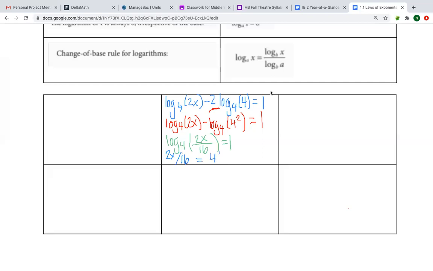If you take the steps to solve now, just like a standard equation, there's nothing extra going on. So we would multiply 4 times 16 and then divide it by 2, and we end up with x is equal to 32.